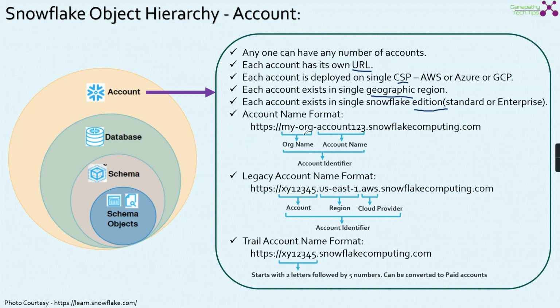As the organization got added to the Snowflake hierarchy, they are adding the organization as part of the account name. And if you have a trial Snowflake account, it is usually in the form of XYAB, meaning the first two letters followed by 5 numbers. That is how the Snowflake trial account name is represented. But anyway, a trial account can be converted to a paid account as well. In general, these are some of the details about the account on Snowflake.